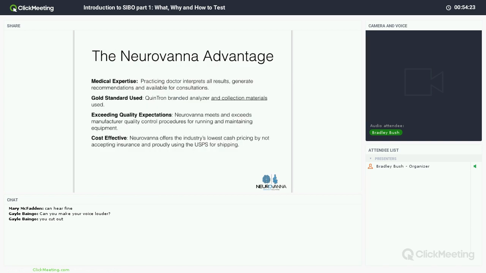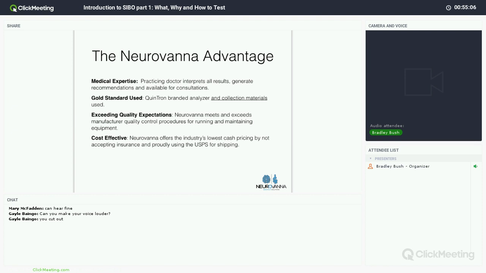So I think we'll jump into things a little bit deeper. I wanted to highlight a couple things about the Neurovanna lab that I run and operate along with my wife. One, we are two practicing doctors. My background, I've been in the laboratory industry for many years, and I've been a practitioner for many years. SIBO testing was a major change in what I did with patients and brought a lot of definition to the terms leaky gut and dysbiosis.